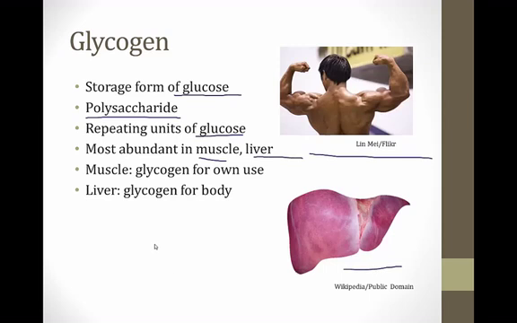Now the muscle can break down glycogen for its own use, but the muscles cannot release the glucose that comes from glycogen into the circulation to be used by the tissues. The liver, on the other hand, will store glycogen, and when the liver breaks it down into glucose, it can actually release that glucose into the bloodstream so that other cells can use it for their own purposes.